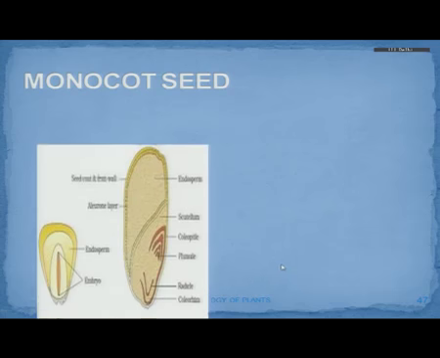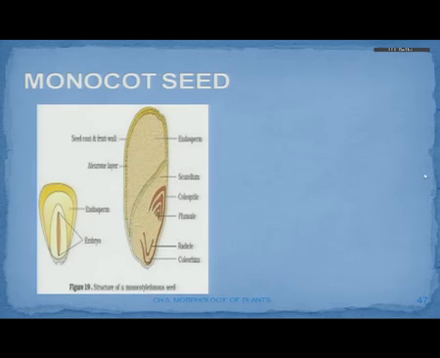Now, in dicot seeds, this was the structure. Let us come over to the monocot seeds. In monocot seeds, there is only one cotyledon and mostly the endosperm is present. It is persistent, it is not consumed totally by the growing embryo.